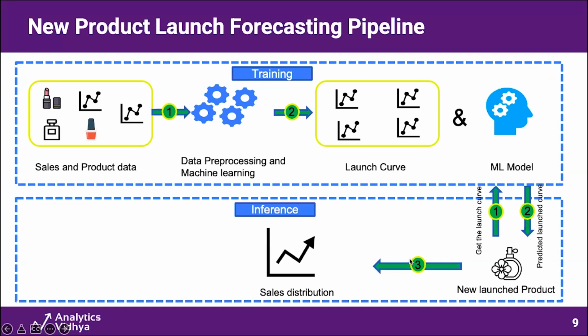And once you have a launch curve, you can just take the average of that launch curve and say that this is how your sales distribution looks like, or you can also extend this to the next step. Instead of taking the average, apply an even more advanced algorithm there to fit a curve into your launch curve. So that could be another way to do that. So this is how the training and inference pipeline of new product launch looks like.